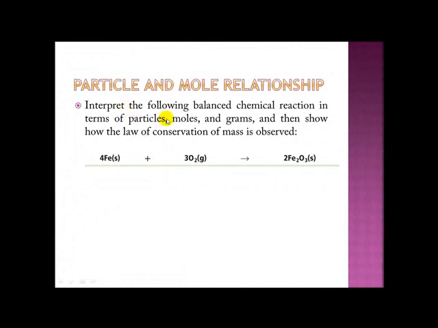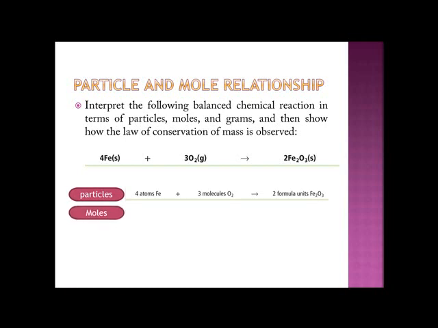The particle and mole relationship. Here we have the chemical reaction, and we must interpret it in terms of particles, moles, and grams, and then show the law of conservation of mass. First of all, let's show the particles. We have 4 atoms of iron plus 3 molecules of oxygen, and that will give us 2 formula units of Fe2O3.